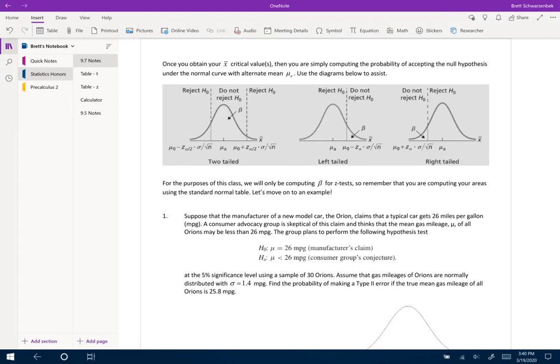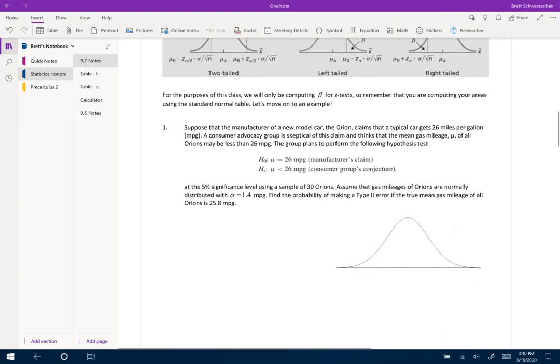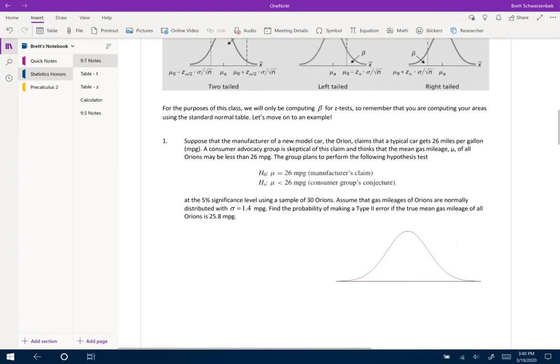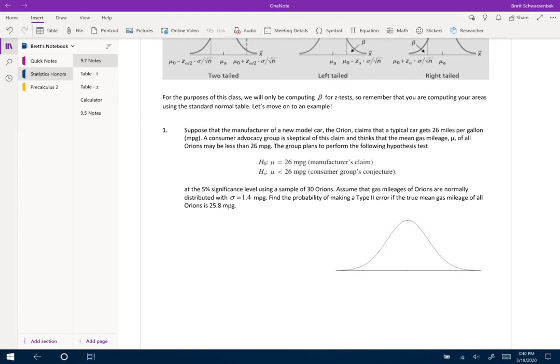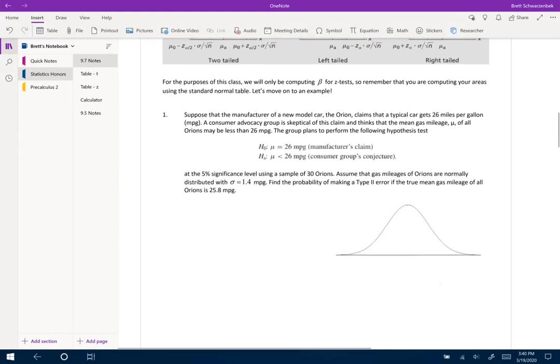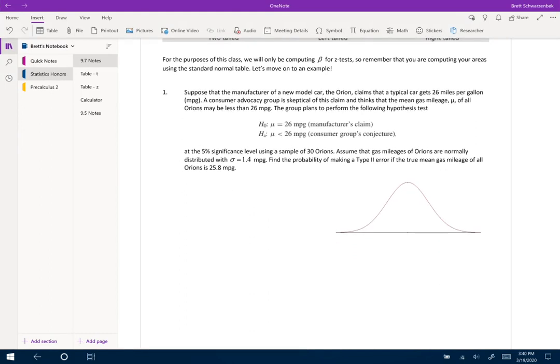Okay, so it looks like number one, it says, suppose that the manufacturer of a new model car, the Orion, claims that a typical car gets 26 miles per gallon. A consumer advocacy group is skeptical of the claim and thinks the mean gas mileage of all Orions may be less than 26. The group plans to perform the following hypothesis test.